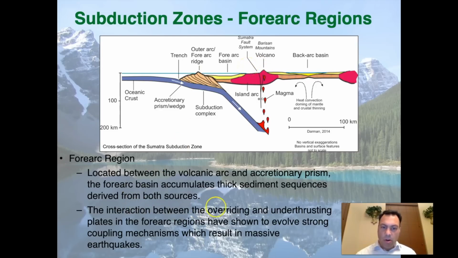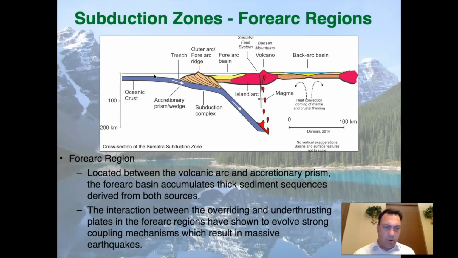The interaction between the overriding and underthrusting plates in the fore-arc regions have shown to evolve strong coupling mechanisms which result in massive earthquakes. The largest earthquakes ever recorded occur right in this region right here, right where the subducting slab is going right underneath the accretionary prism and starting to move into the mantle. So it's pretty incredible, in terms of the way that these thrust faults can actually cause the accretionary wedge to push up even above sea level, like what we're seeing here in Sumatra.